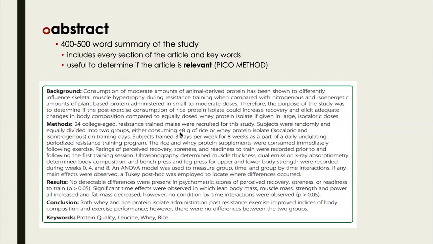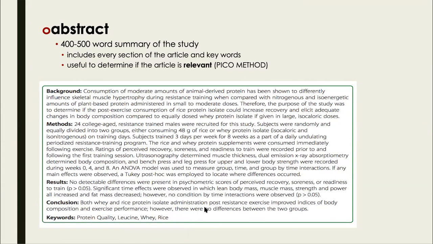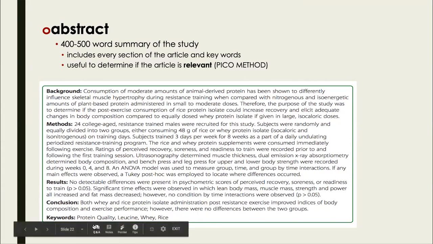Another thing that they will include in the abstracts is keywords at the bottom. So usually there's like 4 or 5 keywords that'll just kind of ping you to this article. If, for example, you looked up protein quality or whey or rice protein, you're going to come to this article. So that's what those are for.